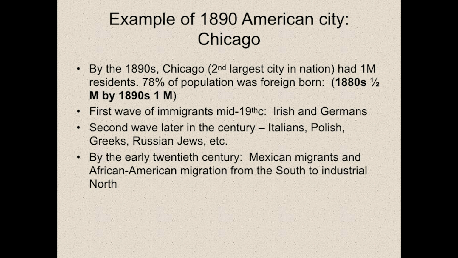The first wave of immigrants in the mid-19th century were the Irish and Germans. And many of them were escaping poor food production, or in the case of the Germans, it was suppression by different political groups. The second wave came later in the century with the Italians, the Polish, the Greeks, Russian Jews. And they were either escaping, again, political situations, or they sought opportunities in America for better jobs. And by the early 20th century, we have a whole other group of immigrants, Mexican migrants, and African American migration from the South to the industrial North.